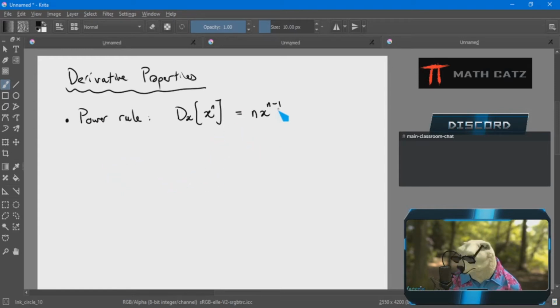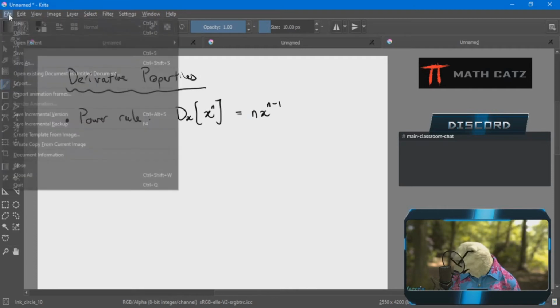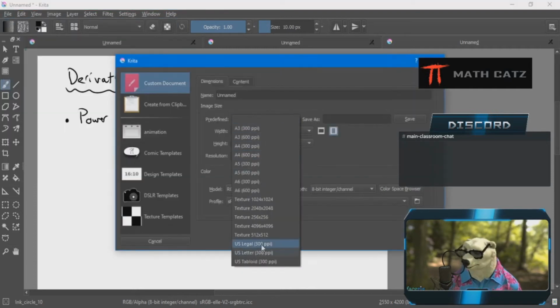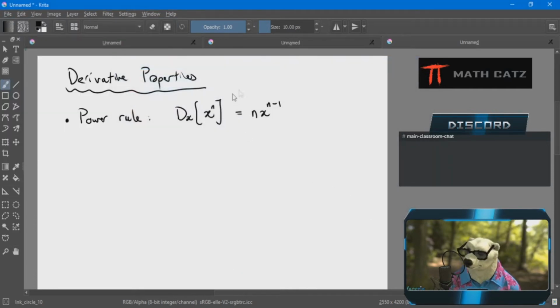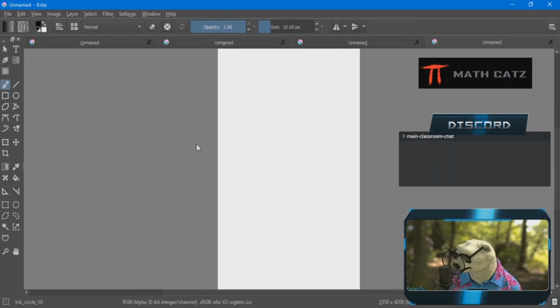Okay. So I'm going to keep this page nice and clean and do some motivations for where these other properties are going to come from on another page.